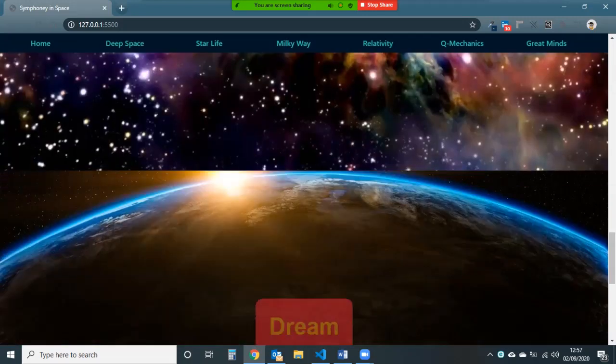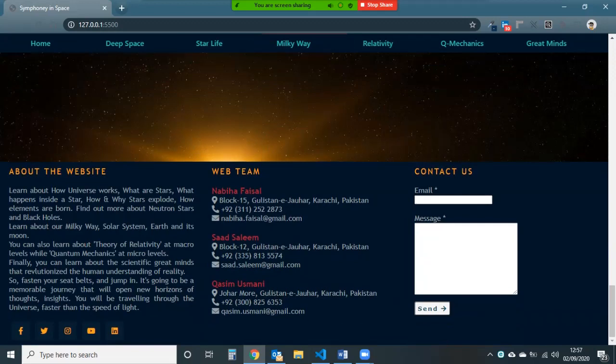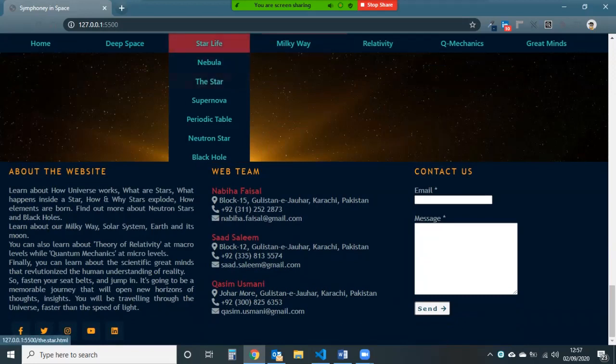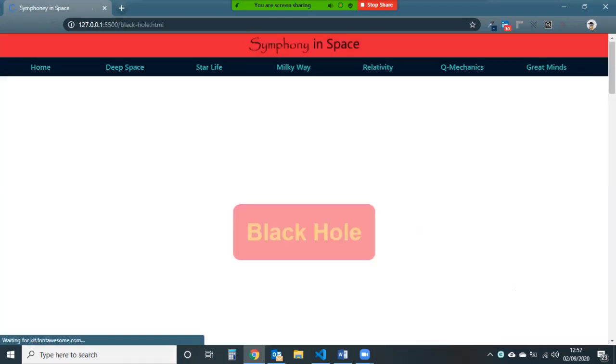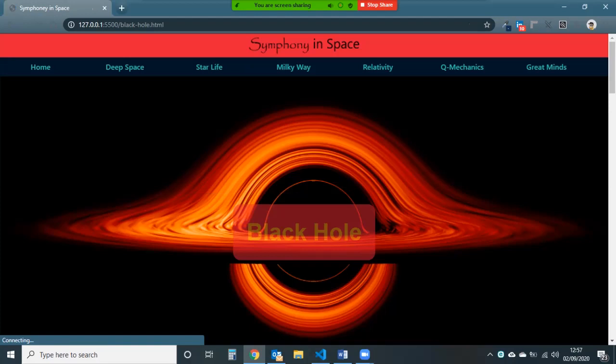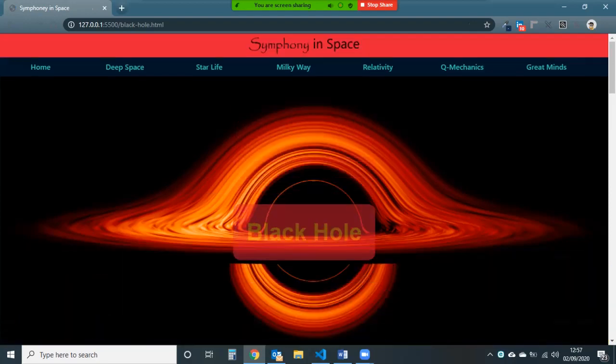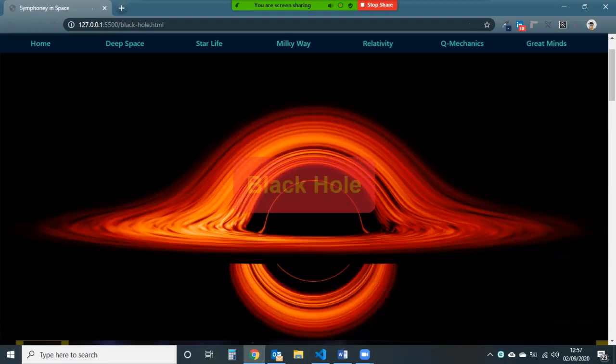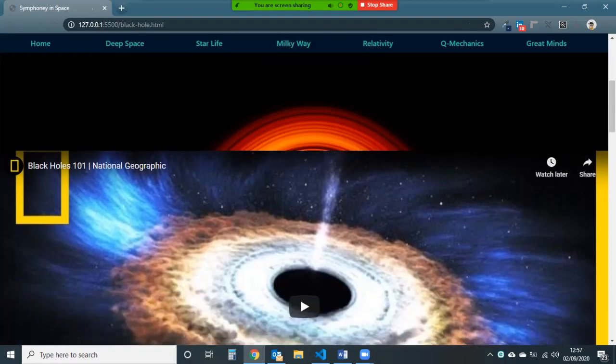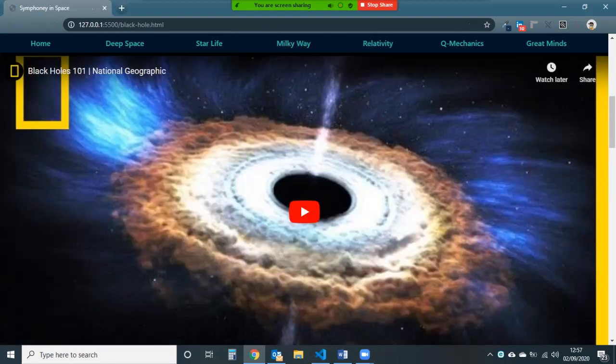So even if I am at the footer, still the nav bar is available to me, and I can quickly move to any other step. For example, let's say if I want to go to black hole. So I click on the black hole, and it will take me to black hole. And the overall structure of the website, different pages remains the same. The theme is same, but obviously the pictures, the parallax effect, and the attached YouTube videos.